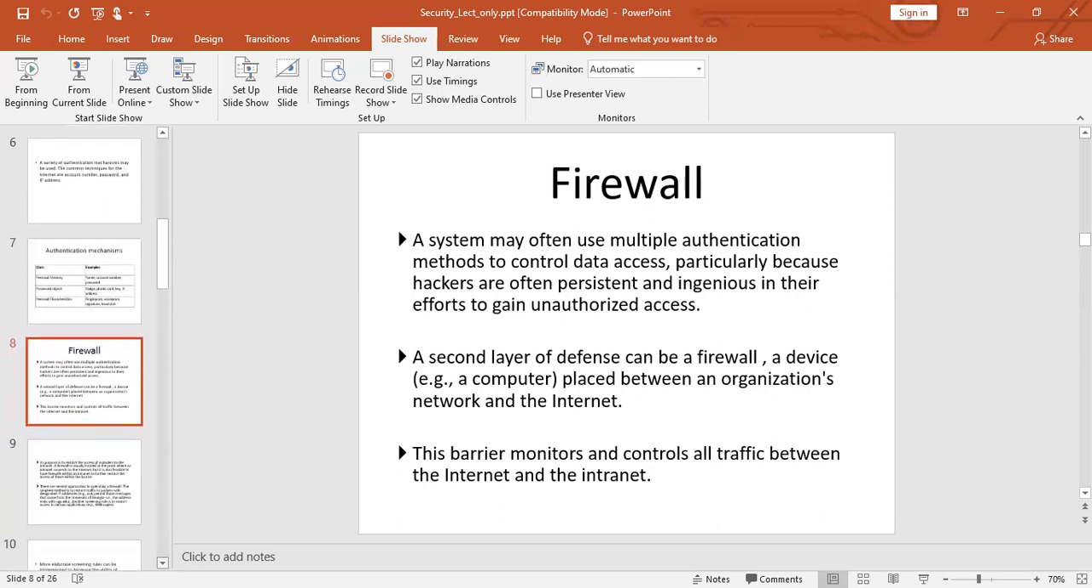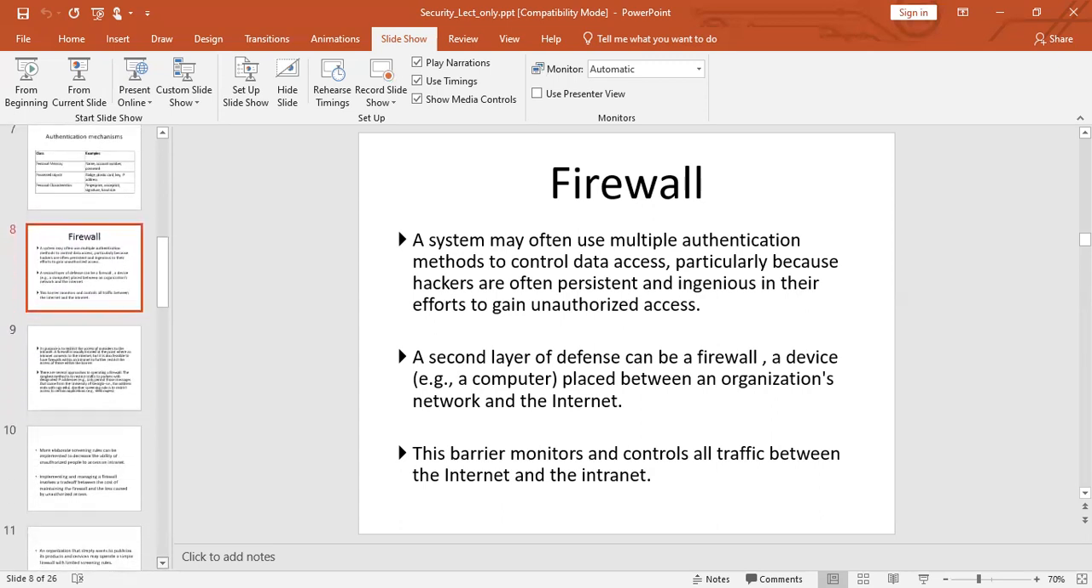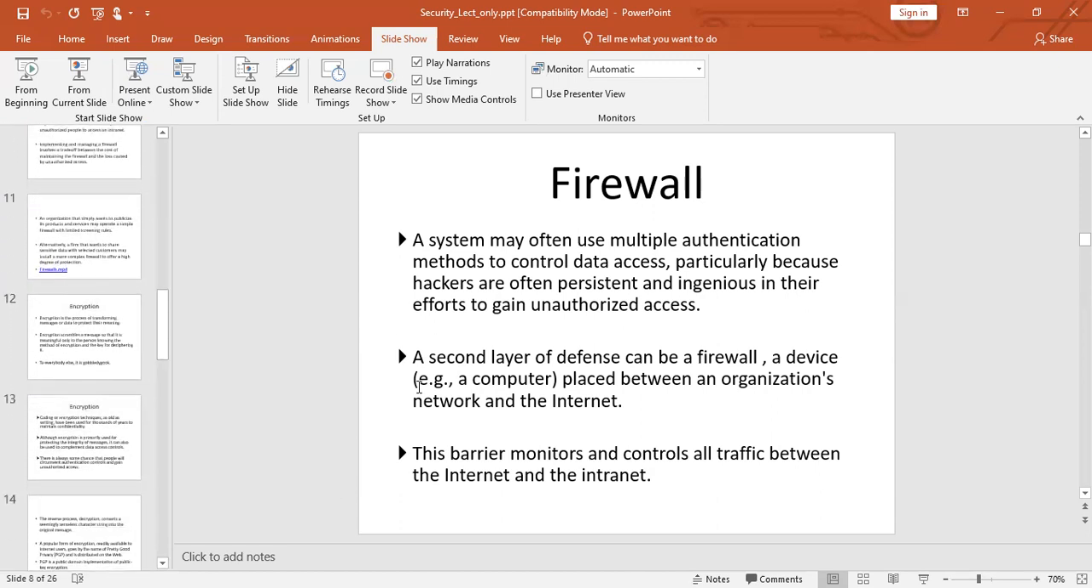Okay. So that is firewall. Actually, firewall is what is used to block access of people who are not part of the intranet of an organization. Firewall blocks the access so that they won't have access to the organization's internal communication system.